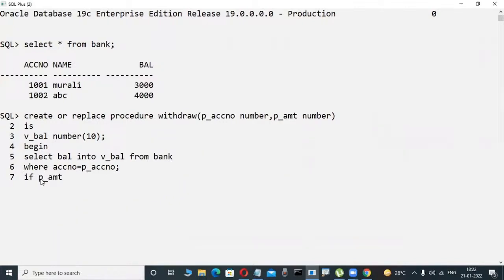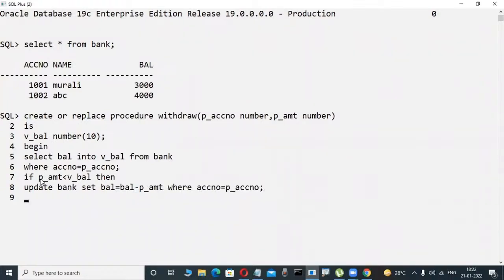Suppose here that amount, logically observe, not coding, is less than the available balance. Then I want to affect that in the database. Update table name, set balance is equal to balance minus p_amount. Something is there, coding is there. Okay, fine.